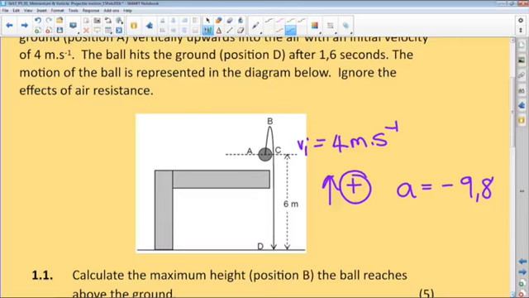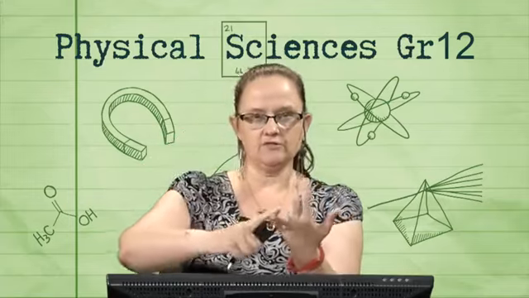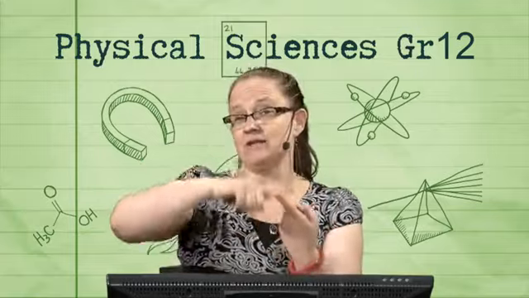So calculate the maximum height the ball reaches above the ground. When we look at this, maximum height, we're looking for position B. We know we've got the 6 meters, so what we need to now calculate is what is that height. What do we know? Initial velocity is 4. When it gets to position B, it stops, so final velocity there is 0. I've got acceleration of 9.8. So I've got acceleration, initial velocity, final velocity, and I want delta y.